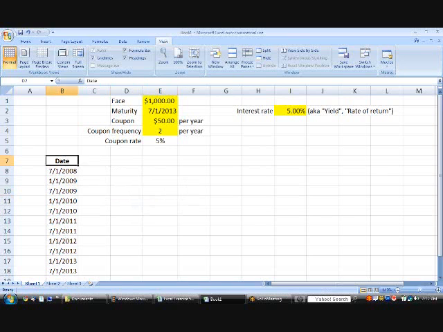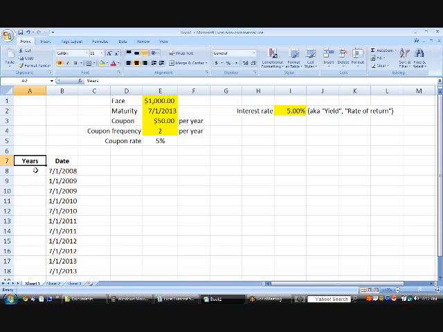And the other thing that we're going to need is we're going to want to express the time that has elapsed in terms of years. So on July 1st, 0 years have elapsed, and every 6 months is basically half a year. So on July 1st, 2009, 1 year has elapsed. All the way down, same thing, until July 1st, 2013, which is the maturity date, which is 5 years from today.